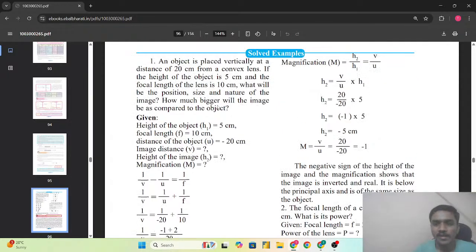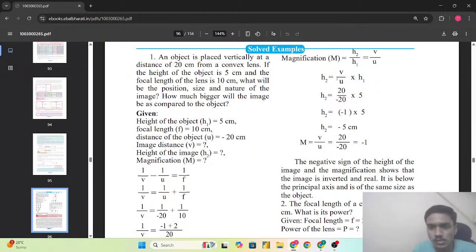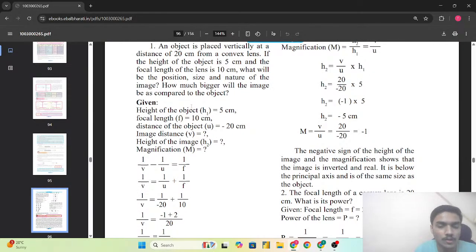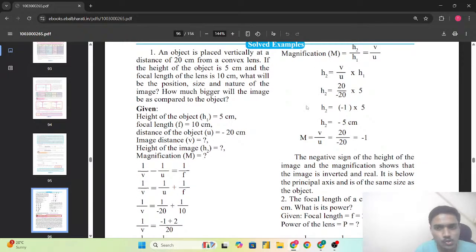सो नेक्स्ट मैग्निफिकेशन फॉर्मूला हम क्यों यूज कर रहे हैं, एज मैग्निफिकेशन फॉर्मूला इज इक्वल्स टू एच टू अपॉन एच वन, विच इज इक्वल्स टू वी अपॉन यू. सो वी आर हैविंग द एच टू वैल्यू हियर. So, we are having the V value as we have calculated now. Then we are having the U value as it is given in the question. So, H2 is equals to V upon U into H1, as height of the object is also given. So, height of the image can be calculated as H2 is equals to, after solving this, we are getting that minus 5 centimeter.